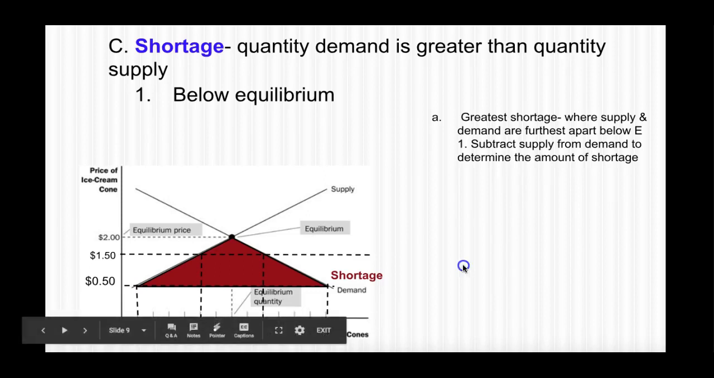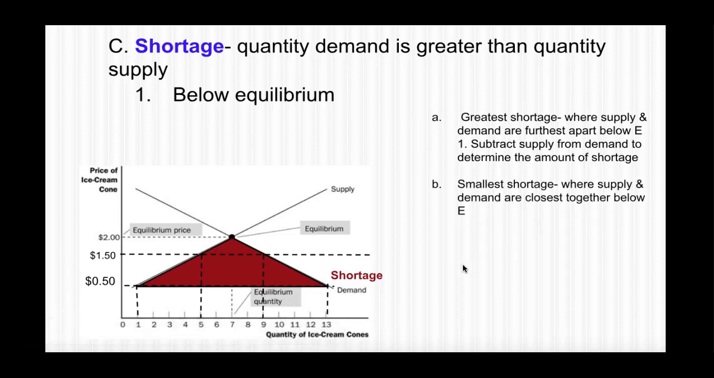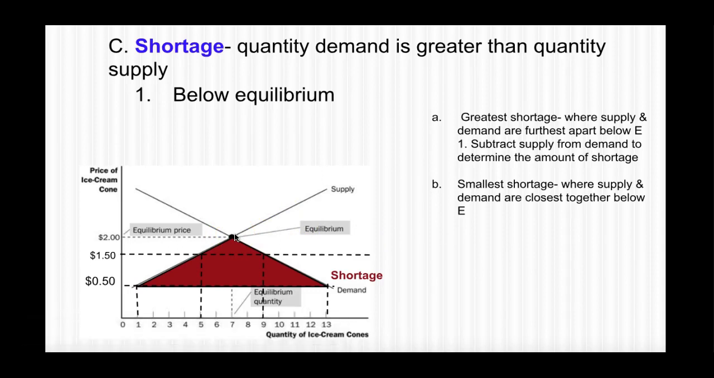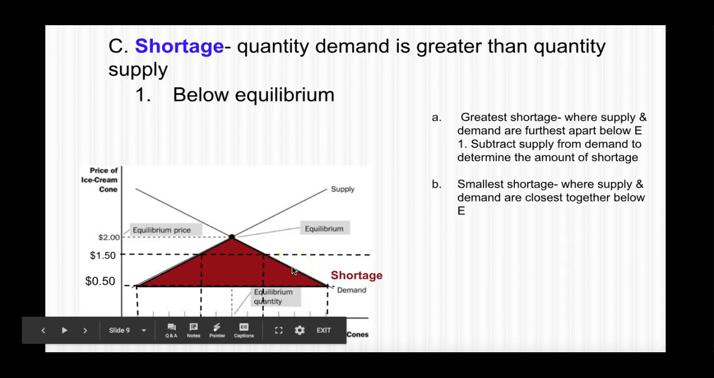Okay. I can also determine my smallest shortage. So my smallest shortage is going to be where supply and demand are closest together below equilibrium. If you want to get technical, $2 is our equilibrium price, so anything below $2 is going to be a shortage. So if you want to get technical, the smallest shortage is going to be at $1.99.